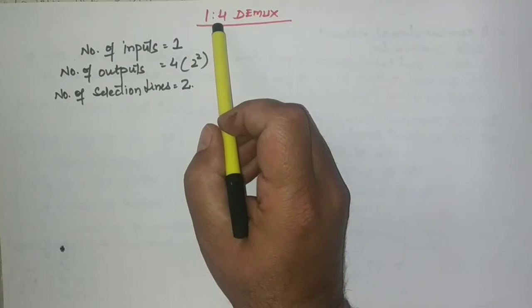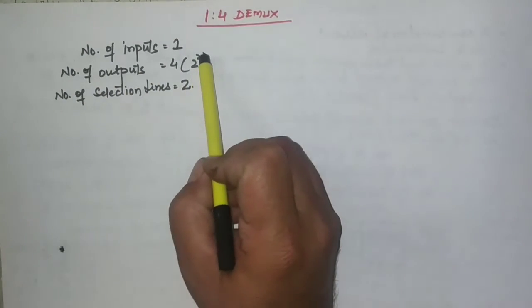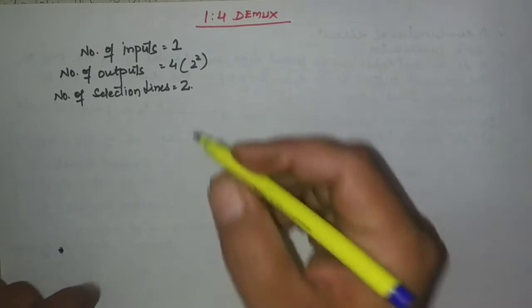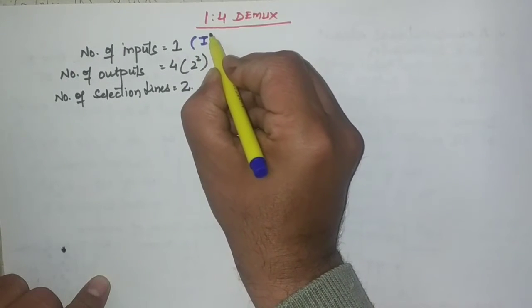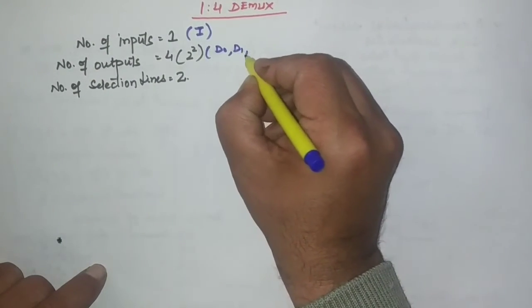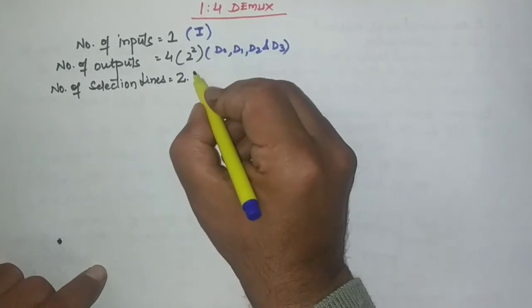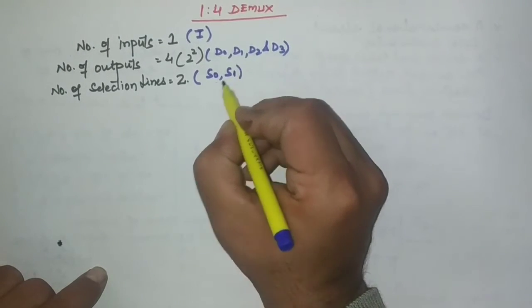Today we are discussing the 1 to 4 demultiplexer. In a 1 to 4 demultiplexer we have number of inputs 1, number of outputs 4, which means 2 raised to power 2, and number of selection lines equal to 2. So the input we will abbreviate as I, outputs D0, D1, D2 and D3, and selection lines S0 and S1.